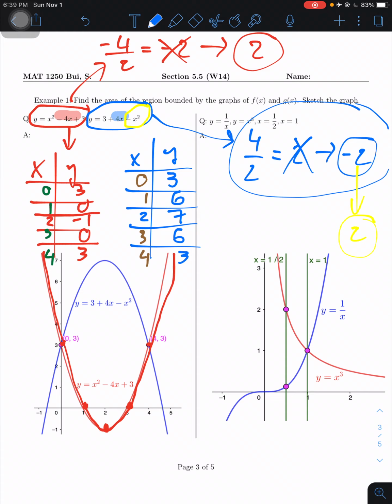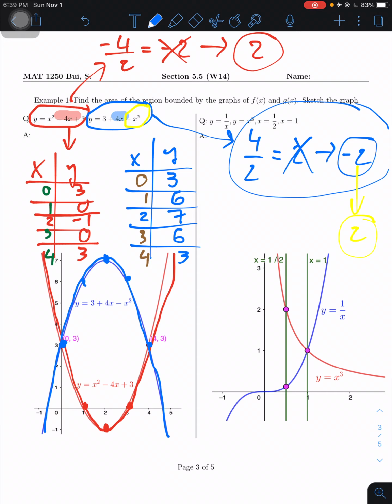Okay, and next up, we're going to plot them all out, right? So 0, 3 is right here again, it's overlapped. And then 1, 6 is 1, and then 6 right here. And then 2, 7 should be right here. And then 3, 6 right here, symmetry. And then 4, 3 right here, right? And then we're going to go ahead and connect all of them together. And then we have the second graph.